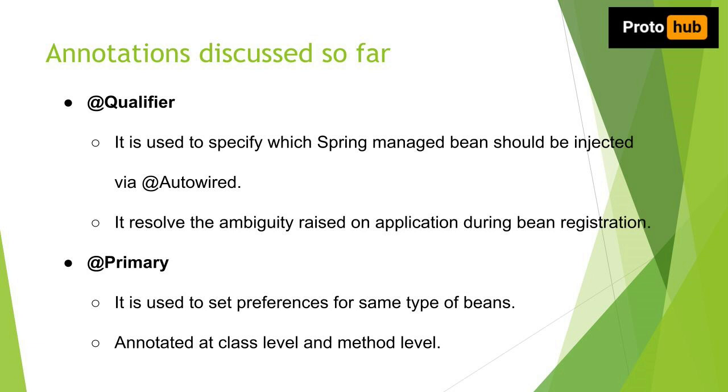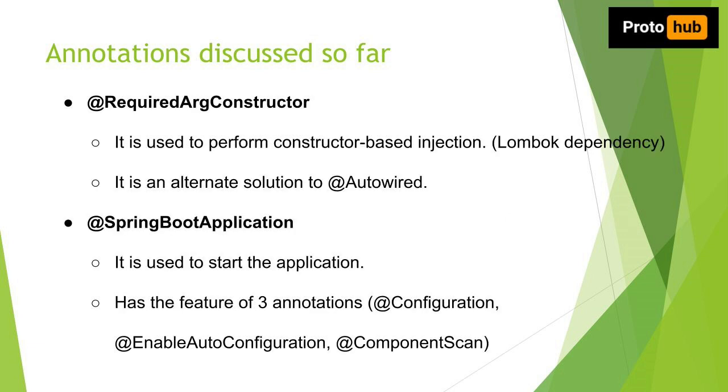After that, here comes the @Primary annotation. It is used to set preferences over the same type of beans. It is a class-level and method-level annotation. Understood Chan. Let me explain the @RequiredArgsConstructor annotation. It is used to perform constructor-based injection, and it is also an alternate approach to autowiring.